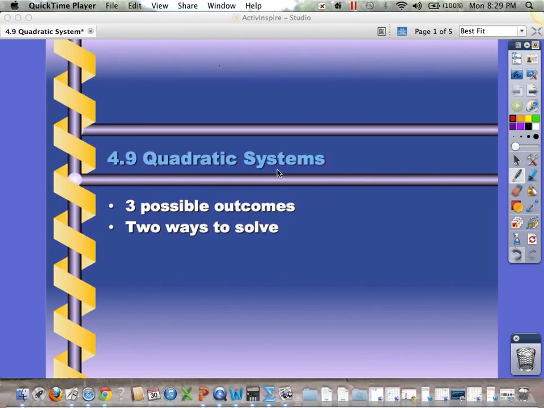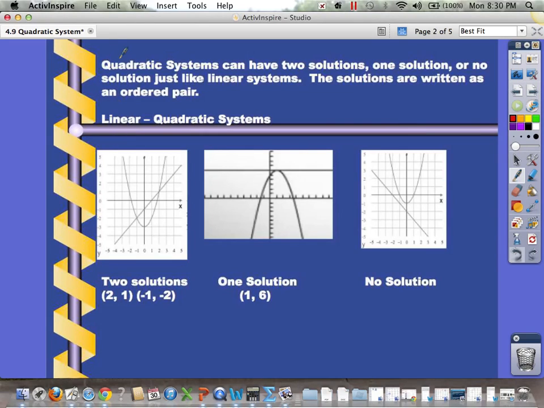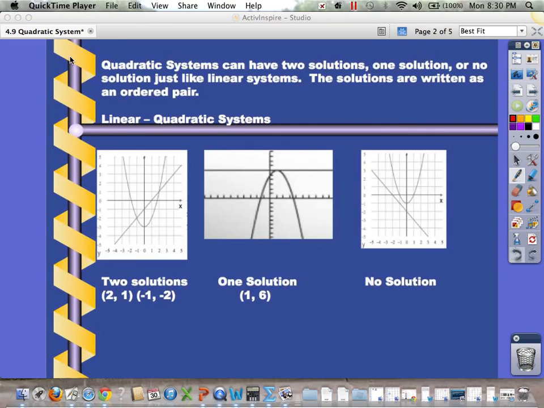4.9 quadratic systems. Just like with the other systems of equations, we had three possible outcomes, and we'll have that same situation with these. And then there's two different ways mainly to solve it. There's actually three, but you will probably only use two. I'll show you. And the reason why I say that is because the other one is kind of cumbersome.